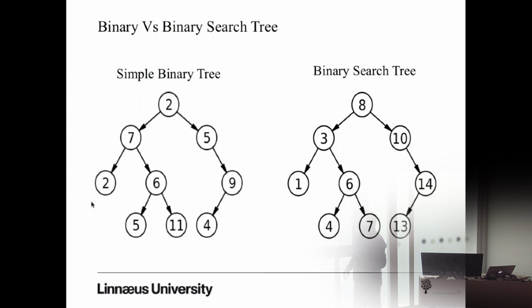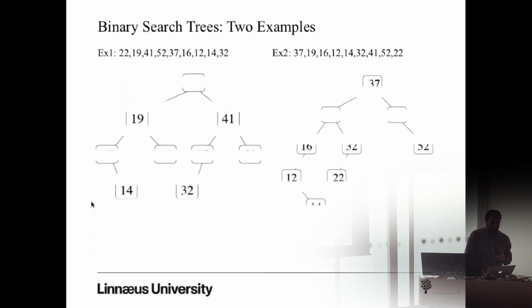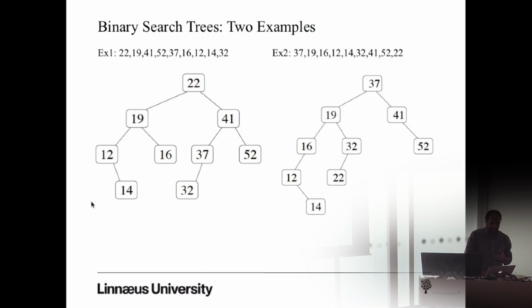It's also very important that for the same set of values, if you add them in a different order, you will get a different tree. You will not get the same tree. In this example, the values are the same: 22, 19, 41. You will see all these values over here as well. But in this tree we added them in a different order. We started from 22, and then we added 19 and 41. But in the other case we started from 37. So we get a different tree.